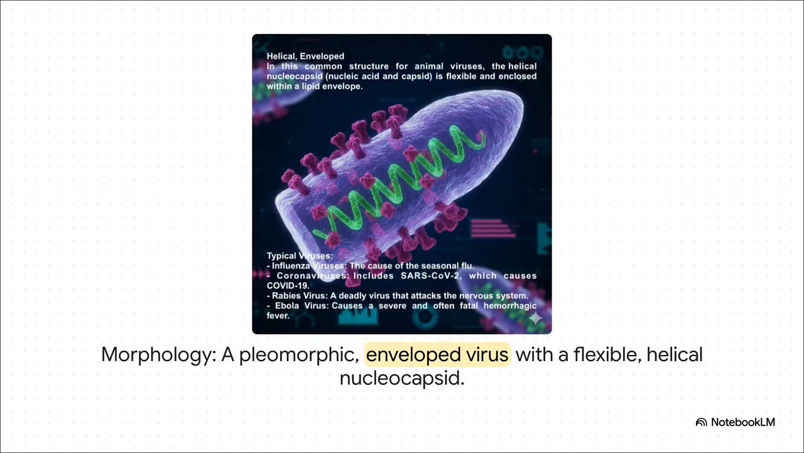Now, take a look at this structure. The virus is what we call pleomorphic, which just means it doesn't have one single fixed shape. But the parts that really matter are its lipid envelope on the outside and that helical nucleocapsid tucked inside. And you see those little spikes? Those are absolutely key. They're what the virus uses to grab onto and infect our cells.